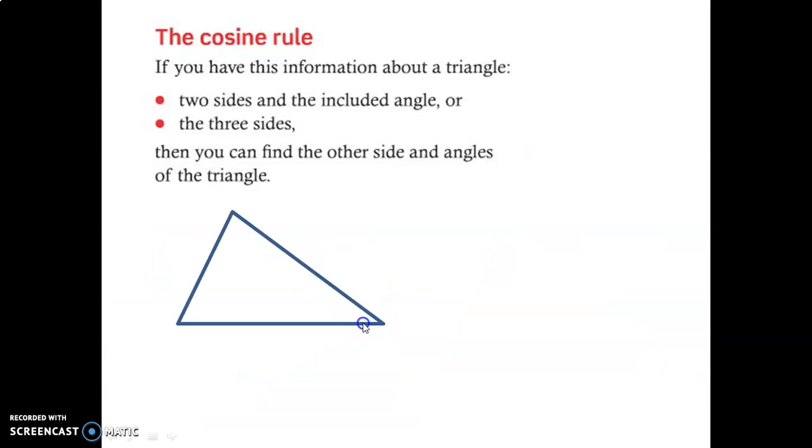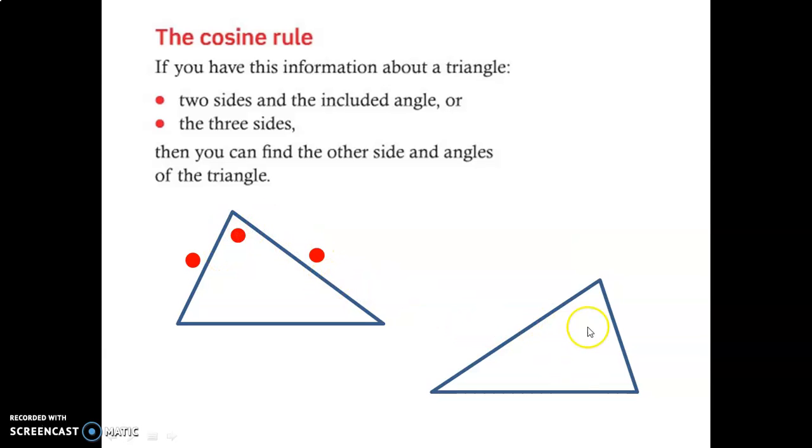Cosine rule, we use it when we have a side, another side, and the included angle, so the angle in between. So that would be called what? What would this be called? Well, let's take a look in a second. Or if we know all 3 sides. So if we know 3 sides, we're going to use cosine rule. So that's side, angle, side. This is side, side, side.